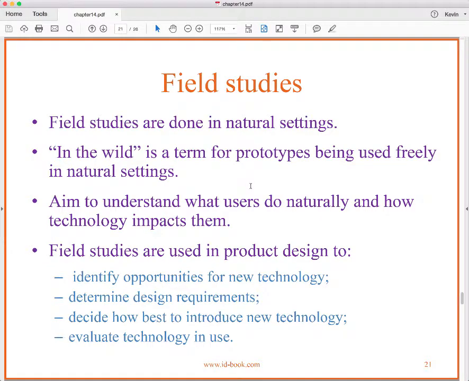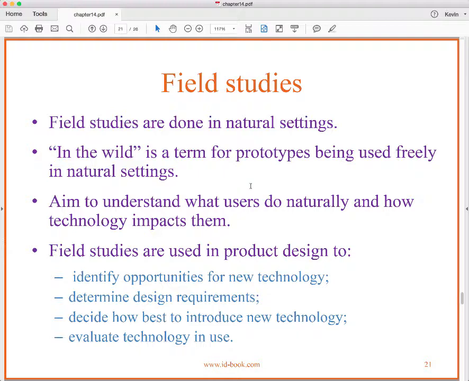All right, so we're out of experiments and now we're into field studies. Field studies, as we well know, are done in natural settings. A term that's used often for prototypes of products that are being used freely in natural settings is in the wild studies. I like that expression. I hope you do too.